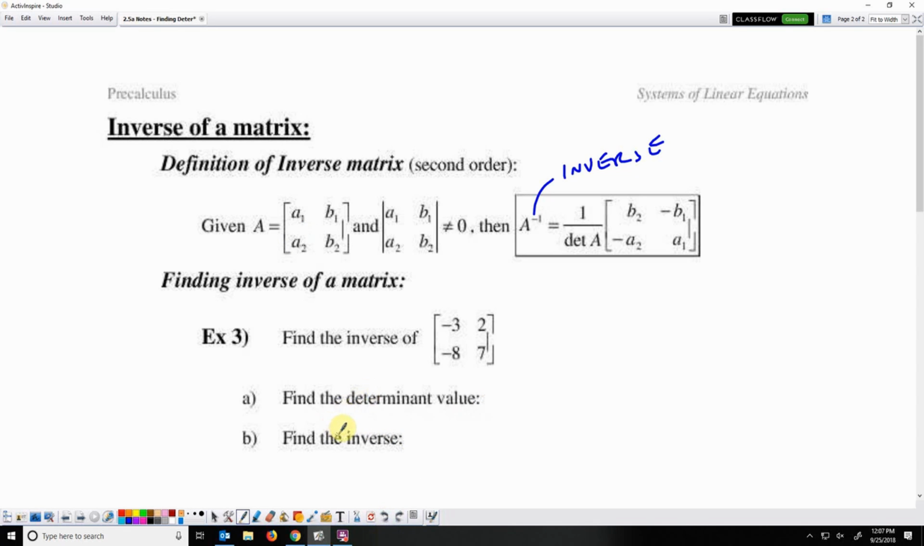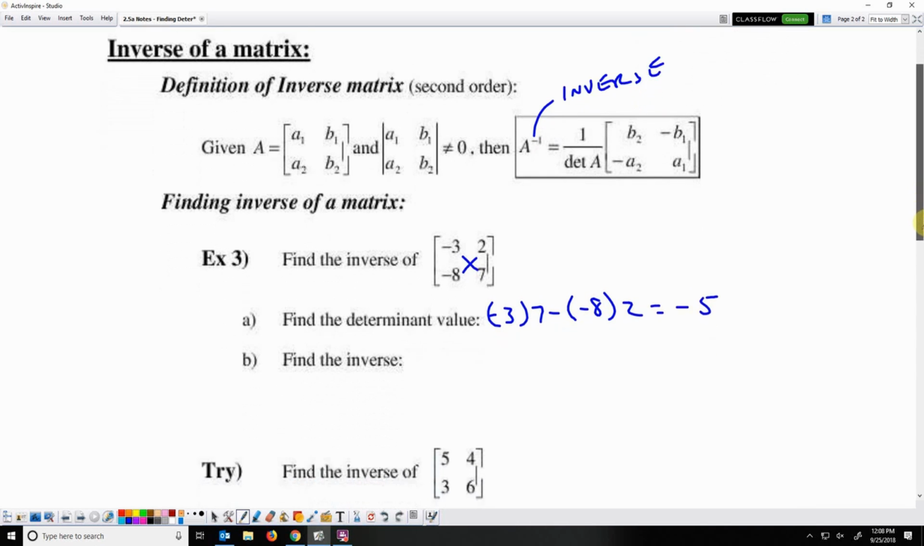Okay, so the first thing we have to do in order to find an inverse is first find the determinant. So the determinant of a second order, we've got -3 times 7 minus -8 times 2. Main diagonal minus secondary diagonal. Okay, so that's -21 minus -16, and that is -5. So the determinant is -5.